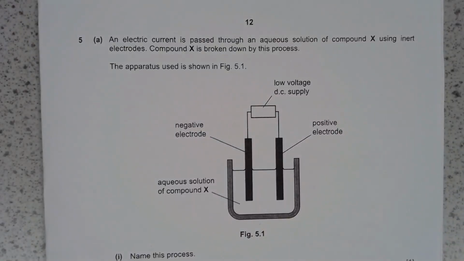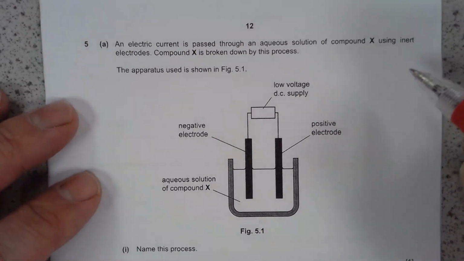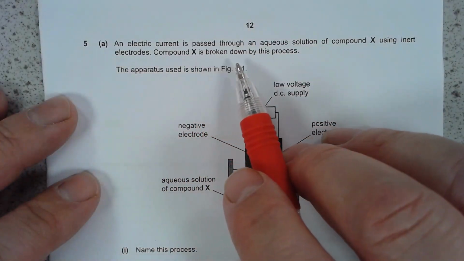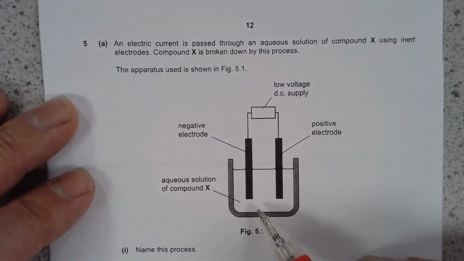So, question number 5. An electric current is passed through an aqueous solution of compound X using inert electrodes. The compound X is broken down by this process. So you've got a power supply, direct current, you know you can have ions flowing between the two electrodes.